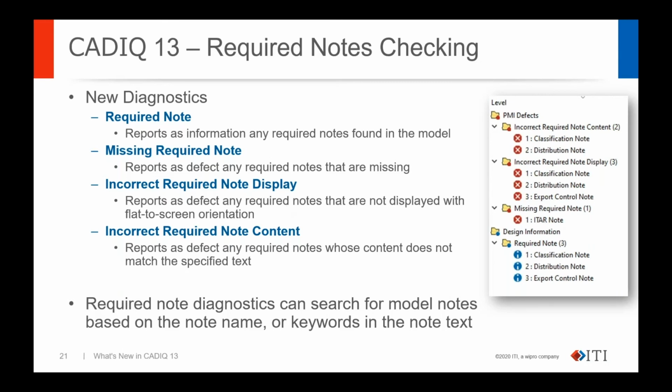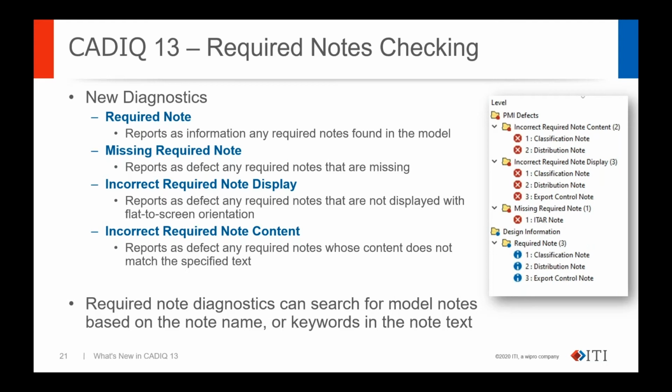And then incorrect required note content will report any required notes where the content of the note doesn't match the specified text in the configuration. So here you could say, I need to know that I have an ITAR note, but that ITAR note needs to have some very specific text in it. It's not just enough to have a note that says ITAR note, but you need to know the content is right. So you want to validate that the content matches correctly, and that's what this diagnostic will do.